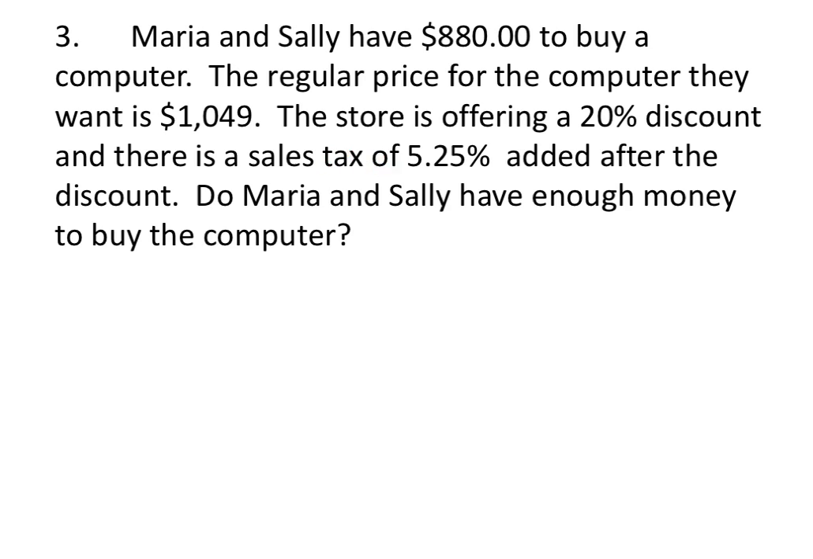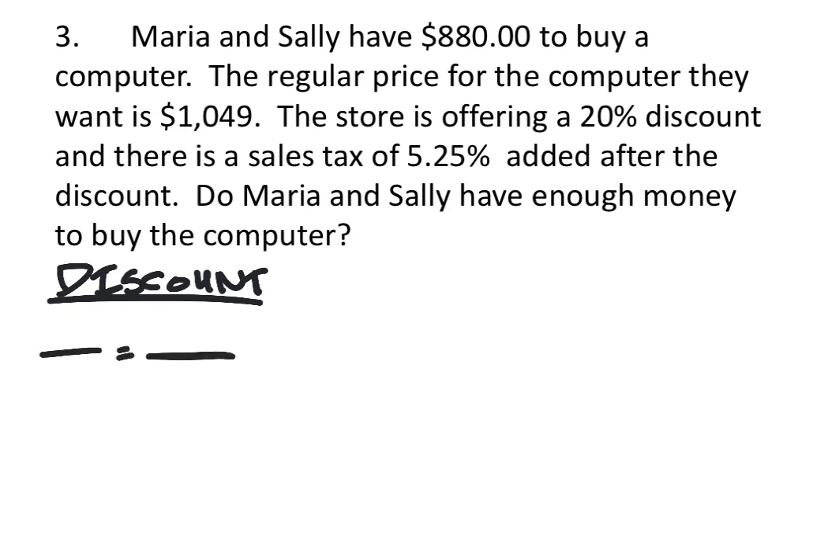So we got to figure out how much this price is after the discount, and then that 5.25% is based on the discounted price, not the $1,049. So do Maria and Sally have enough money to buy the computer? Well, that's what we're going to figure out, okay? So let's start with the discount first, because we need the discount in order to figure out how much the tax is going to be. And yeah, we'll be using a percent proportion on this one, with 100 right here.